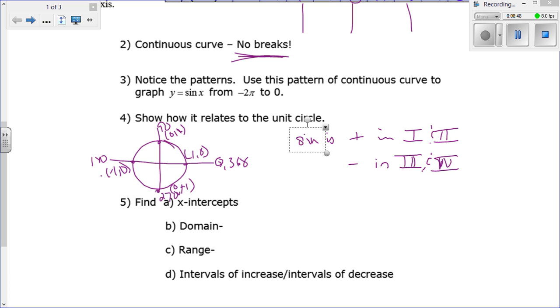Alright, it asks us for our domain. Well, our domain is our x values. We have no restrictions, so our domain is x such that we have all real numbers. Our range is the y values. If you go back and look at your graph, there's nothing greater than 1 or less than negative 1. So that means my range is y such that everything is between negative 1 and 1.